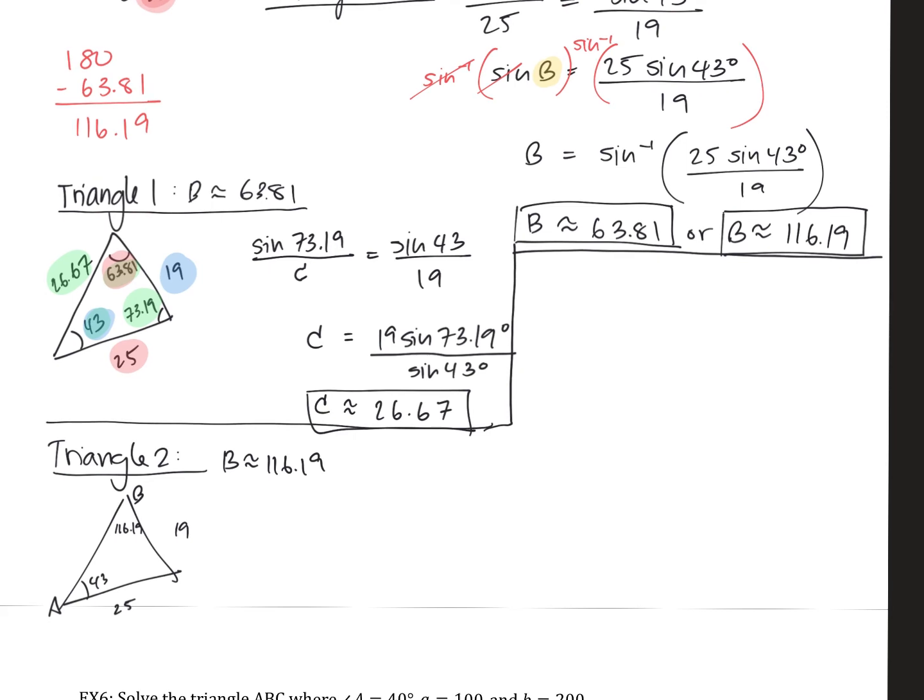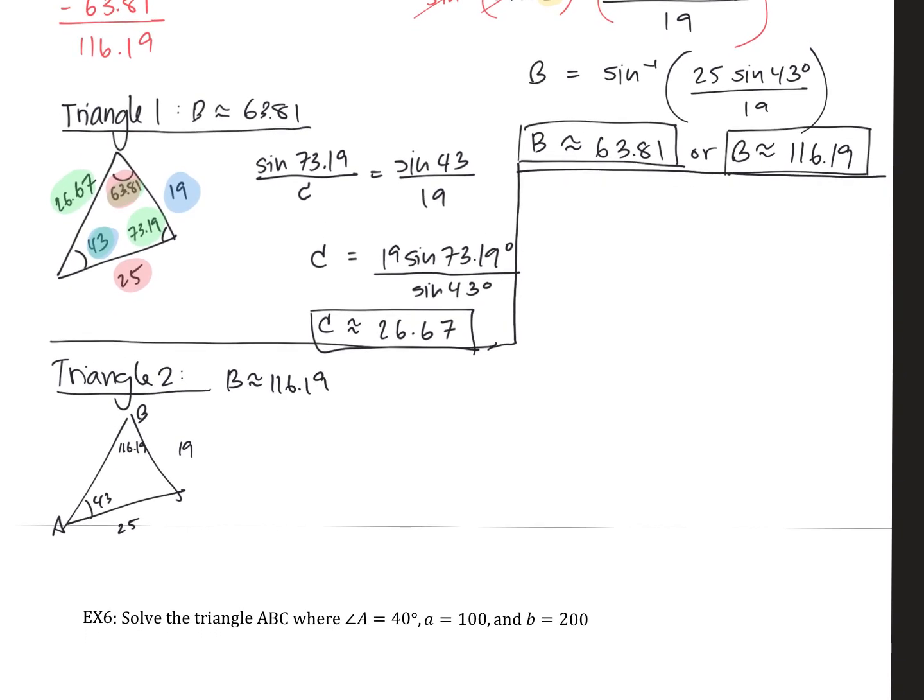Now let's look at the second triangle. So we still need to find capital C and lowercase c. To find the interior angle, we'll subtract these two from 180. So subtracting those two from 180, we get the other angle that's possible is 20.81.